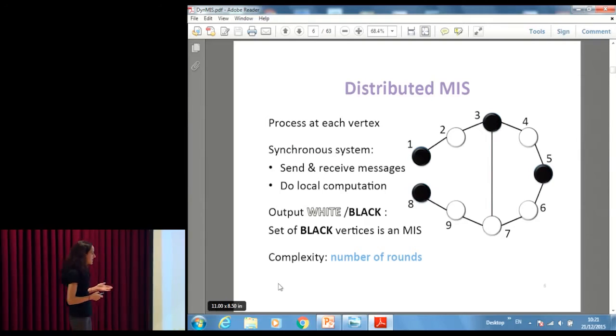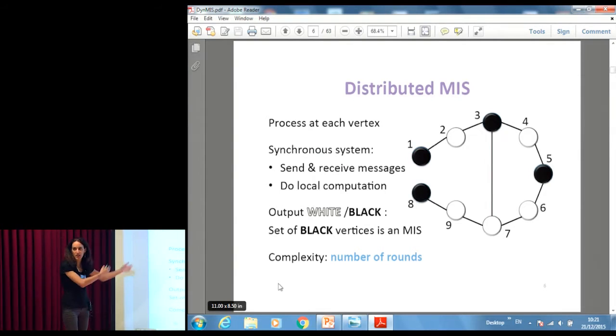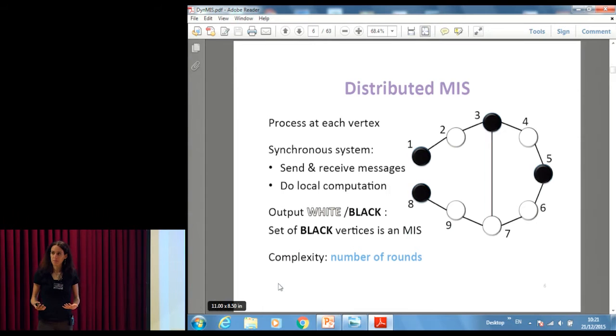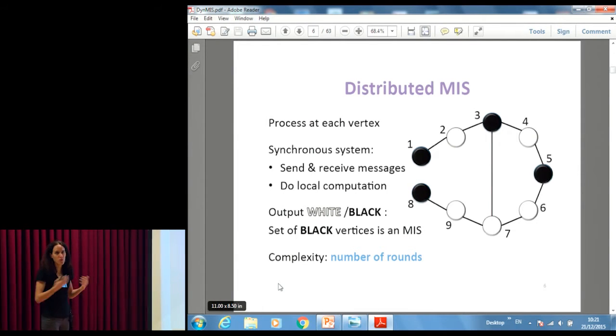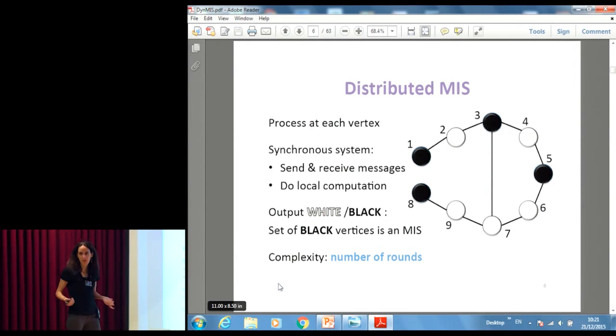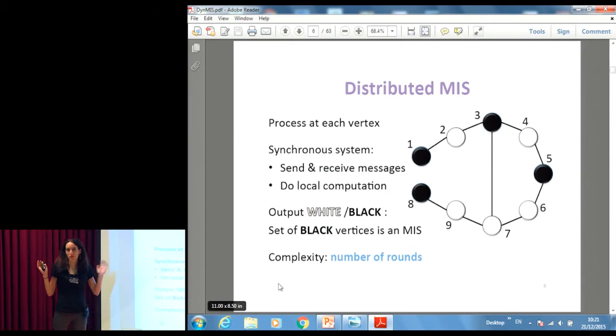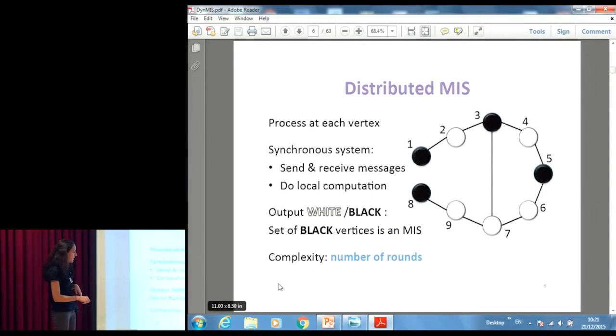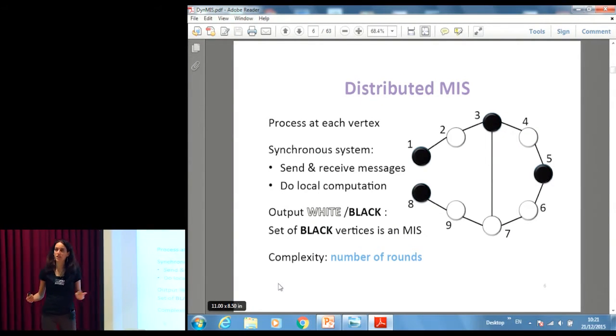The requirement is that when I look from the outside at the outputs, the set of black nodes is, in fact, a maximal independent set. The nodes themselves do not know the entire independent set, nor do they know the graph. They just output their own output. And the complexity that we care about is the number of rounds of communication that it took until everyone has an output.